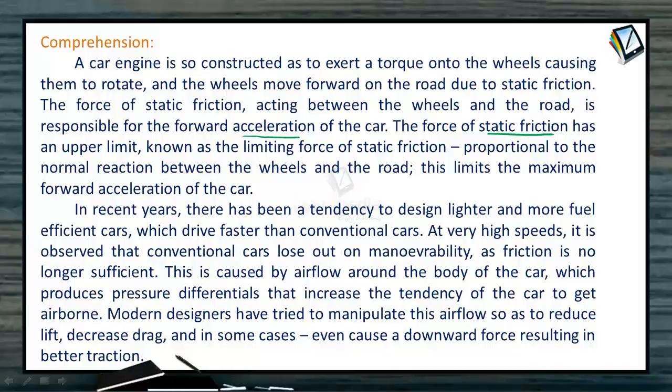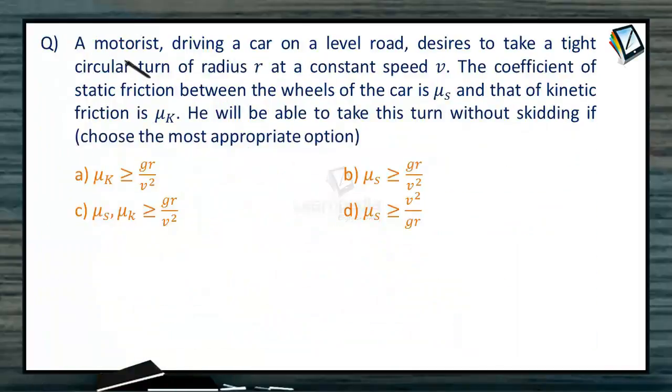Now let us go through the questions. Question number 1. A motorist driving a car on a level road desires to take a tight circular turn of radius r at a constant speed v. The coefficient of static friction between the wheels of the car and the road is mu s and that of kinetic friction is mu k. He will be able to take this turn without skidding if, choose the most appropriate option.